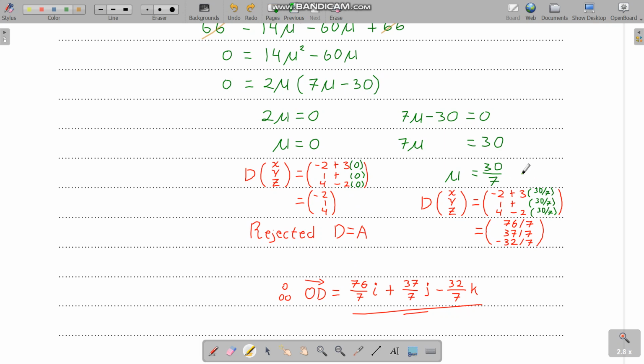And if we replace mu with 30 over 7, use a calculator, we get this. And therefore the coordinates of D, or the position vector of D, is this in ijk form, or you can just leave it in the column vector notation.